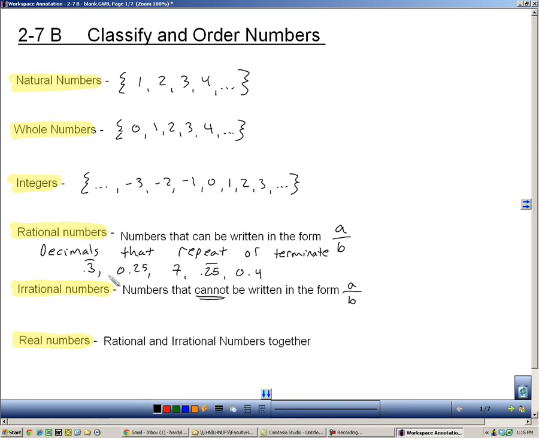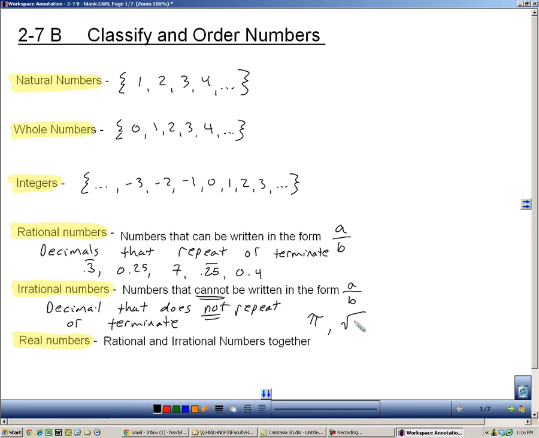Now, an irrational number, just like it cannot be written as a fraction, it's a decimal that does not repeat or terminate or cut off. Cut off is another word for terminate. Now, what are some numbers like that? Pi is an irrational number, 3.14159, and then it goes on. It doesn't even have a pattern. It doesn't cut off, but it's a decimal number.